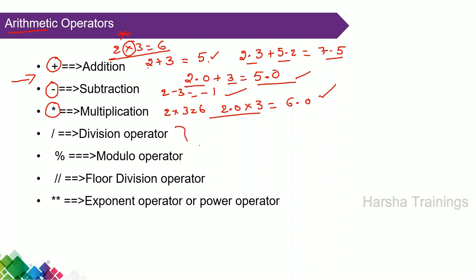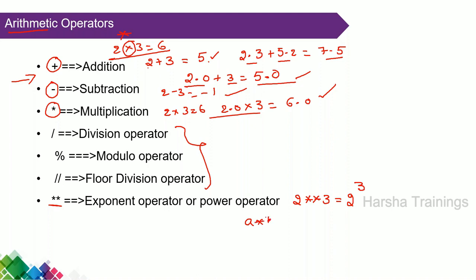Now, these are some different. Before that one, I will explain this one. Double star. If you are using single star, that is called multiplication. If you are using double star, that is called power. For example, 2 double star 3. The meaning of this one is 2 cube.